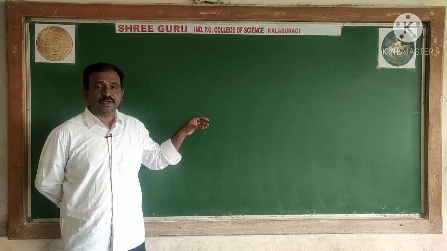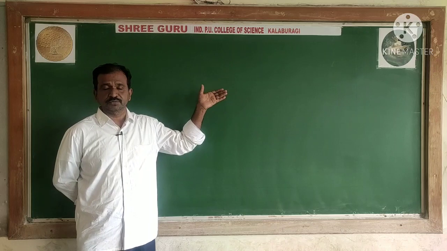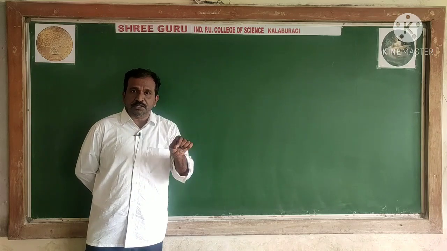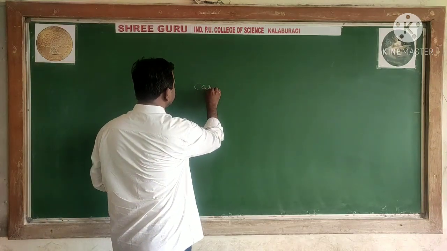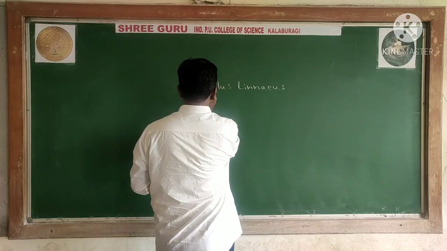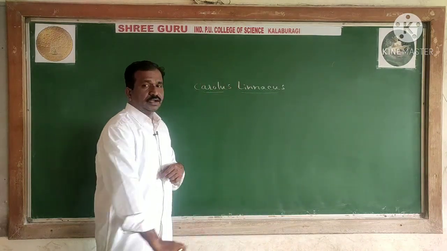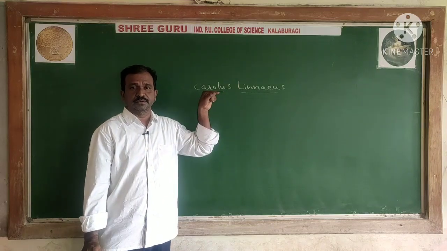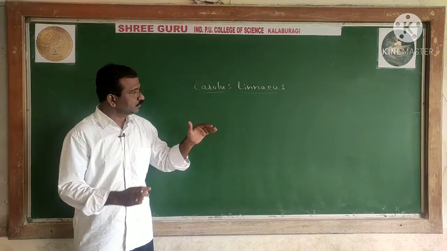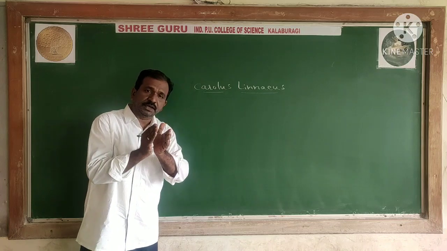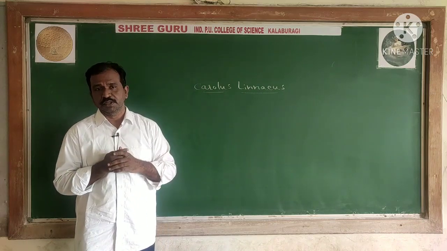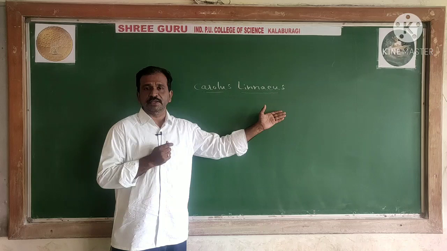Scientific names were first introduced by Carolus Linnaeus, who was the first man, and he explained why it is essential to give scientific names to the organism. Carolus Linnaeus en madadandre, yake naavu scientific names kodabeku, why we have to give the scientific names to the organism anta explanation kottavaru Carolus Linnaeus first time. Right from that, giving scientific names has started.